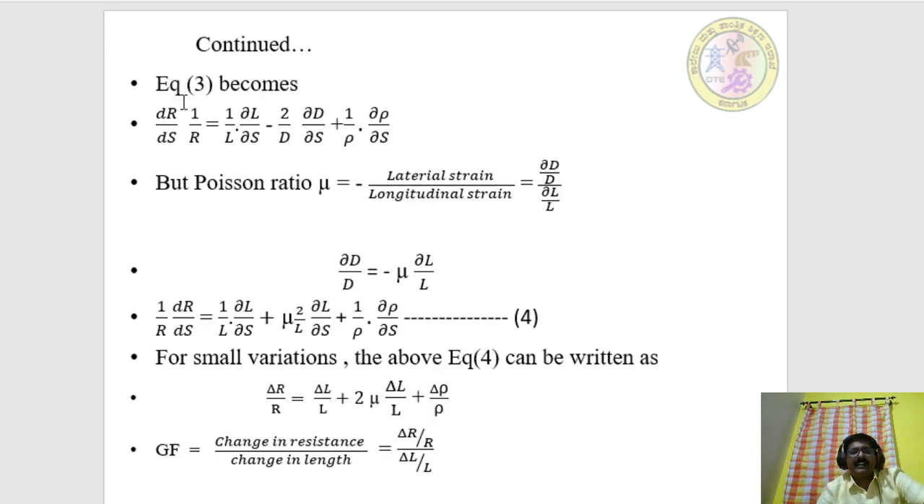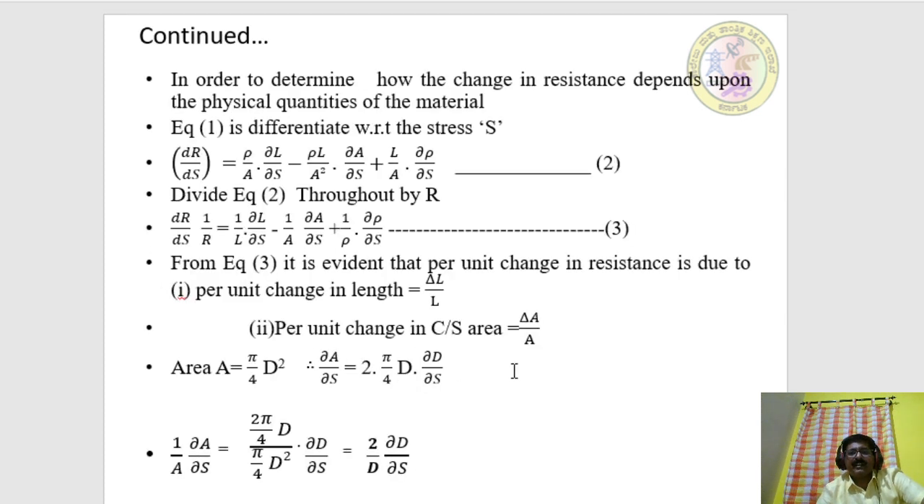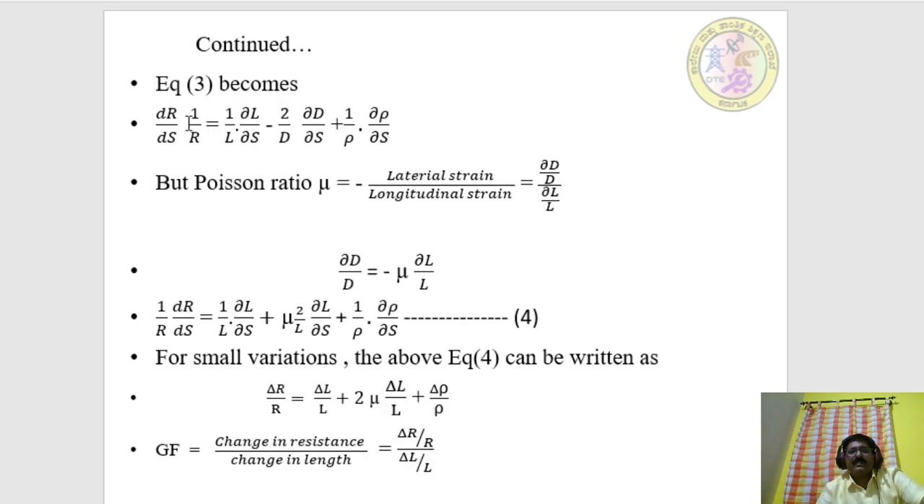Thus equation 3 becomes dr by ds into 1 by r is equal to 1 by L dou L by dou S minus 2 by d dou d by dou S plus 1 by rho dou rho by dou S. We well know Poisson's ratio is equal to lateral strain by longitudinal strain. Lateral dimension is the diameter, so lateral strain is dou d by d, and longitudinal dimension is length, so longitudinal strain is dou L by L.